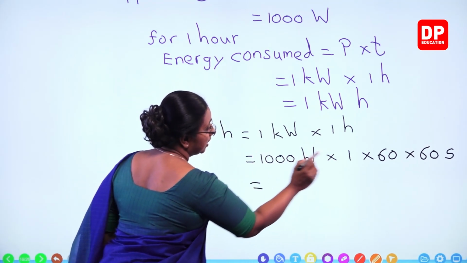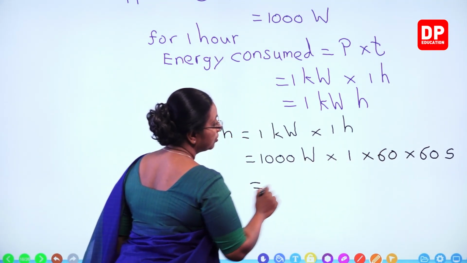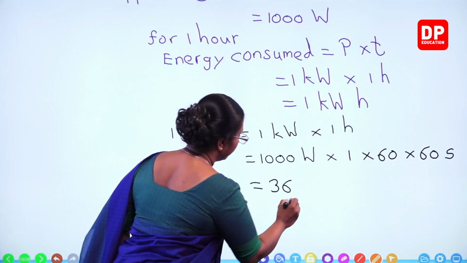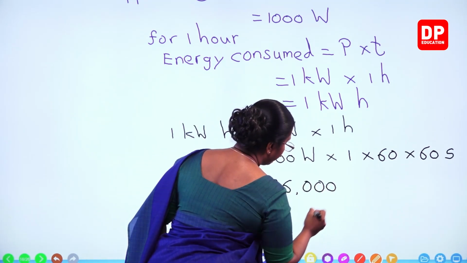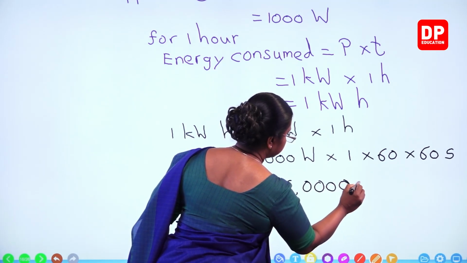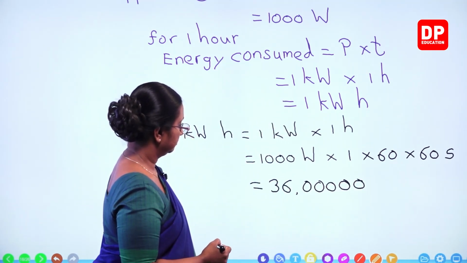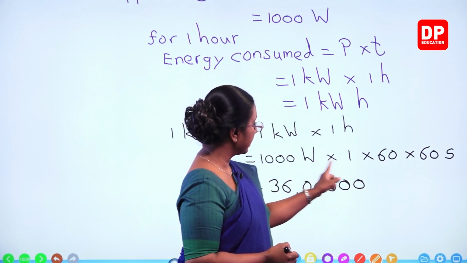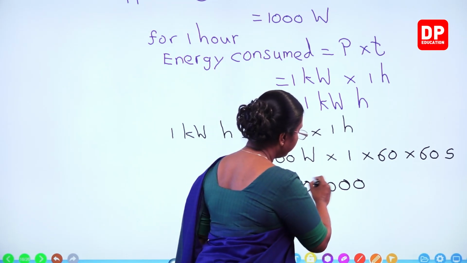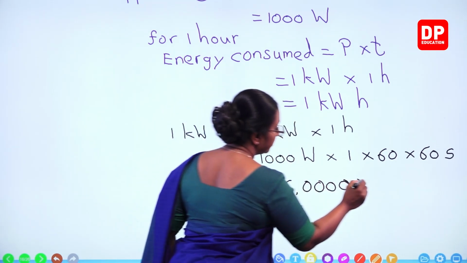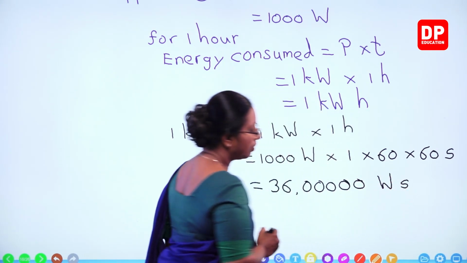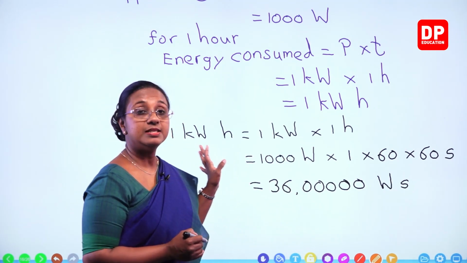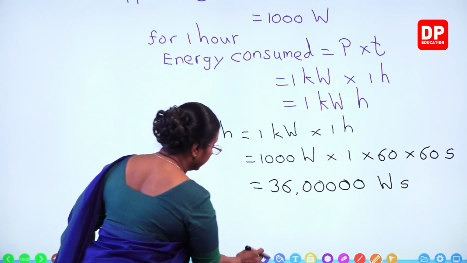So, here, if you multiply all those, 6 into 6, 36. And there are 5 zeros. So, 3,600,000. Like I said, 6 into 6, 36, and there are 5 zeros. So, this is how we calculate the energy consumed. Now this is equal to watt second. Watt second is what? Watts is power, second is time. So that is equal to energy in joules.